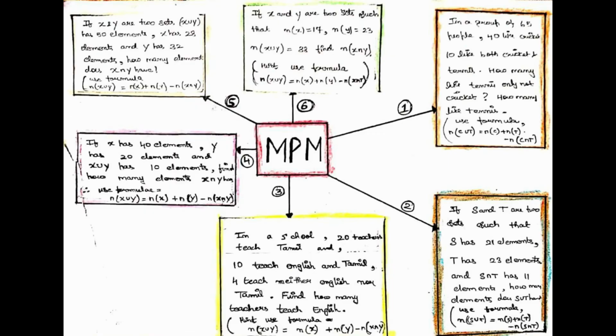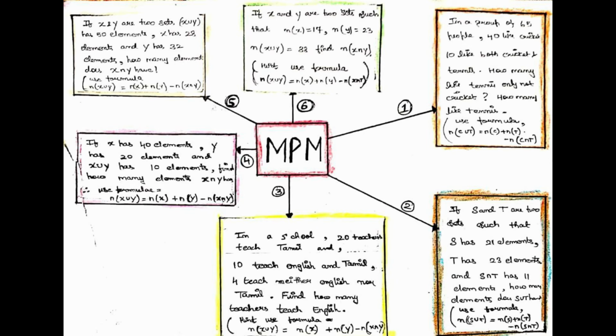So guys, I have an MPM for you. MPM is the most common questions asked in the topic. Question number 1. In a group of 65 people, 40 like cricket, 10 like both cricket and tennis. We have to find how many like tennis only, not cricket, and how many like tennis.